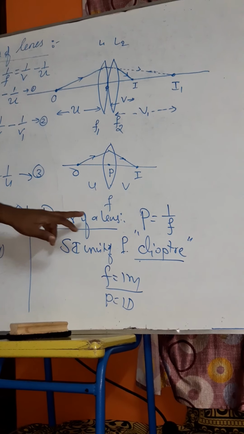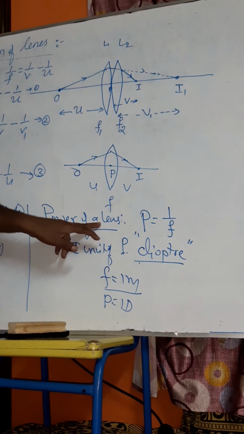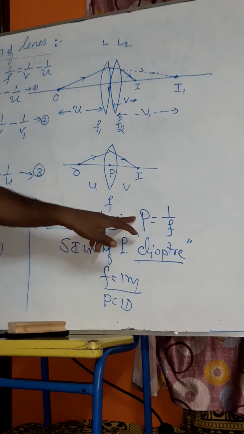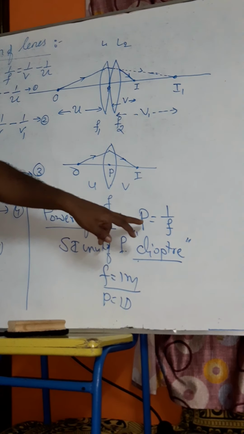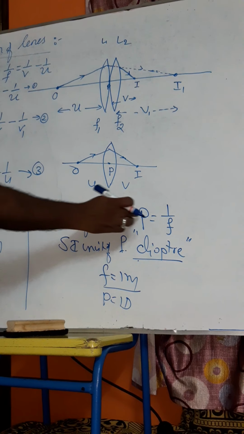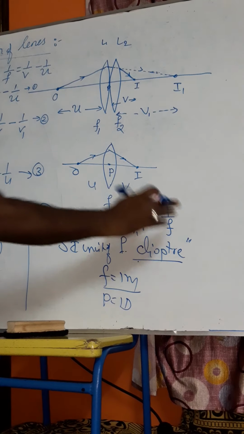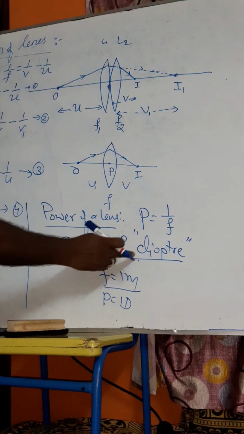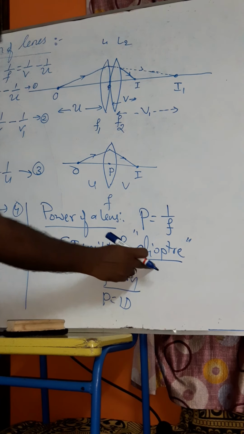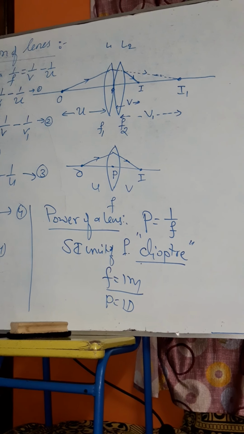So what is power of a lens? It is the ability to converge or diverge the incident beam of light. Mathematically it can be defined as power is equal to the reciprocal of focal length. The SI unit of power of a lens is diopter. So the power is said to be 1 diopter if the focal length of the given lens is 1 meter.